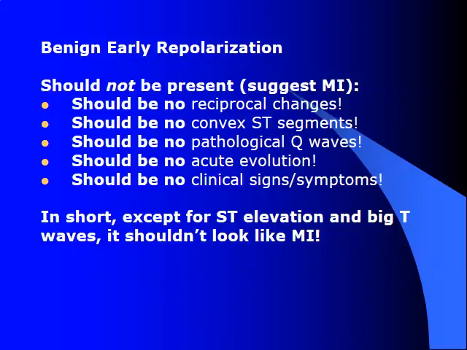Also, we need to be cognizant of the fact that there should be no reciprocal changes. We should not have convex ST segments. We shouldn't see any Q waves. There should be no acute evolution over time, and no clinical correlating signs and symptoms. So in short, besides the ST elevation and big T waves, it really shouldn't look like an MI.